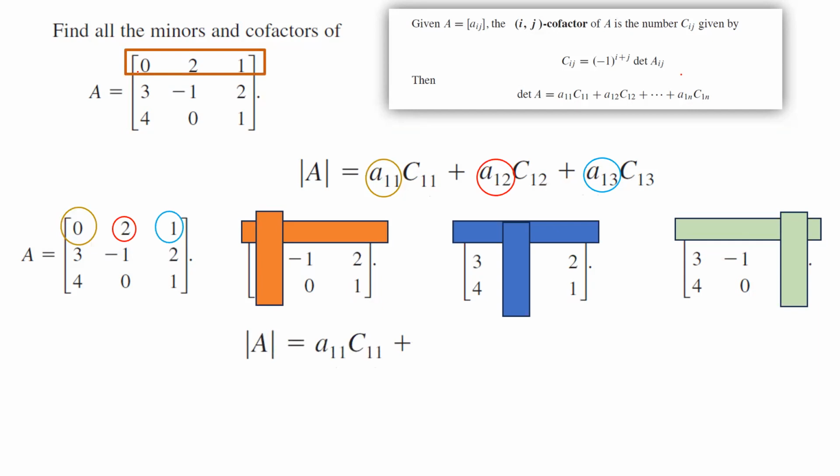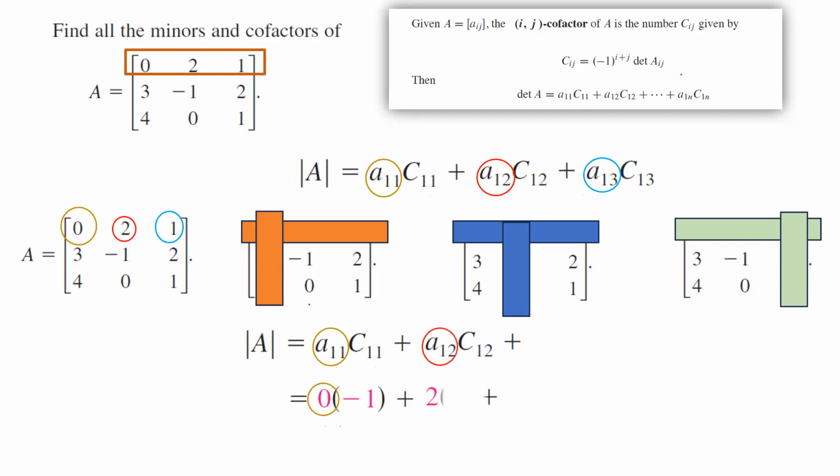Very good. So the determinant of A is equal to A sub 1 1, which we already know is 0. And C sub 1 1 happens to be -1. It's just the determinant of this matrix multiplied by (-1) to the power 2, which is just 1, plus A sub 1 2, C sub 1 2.